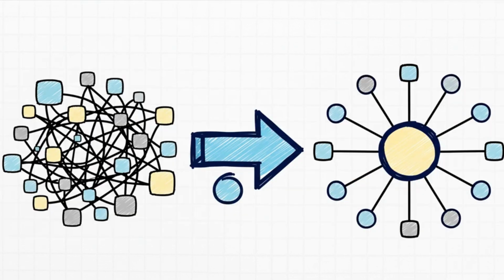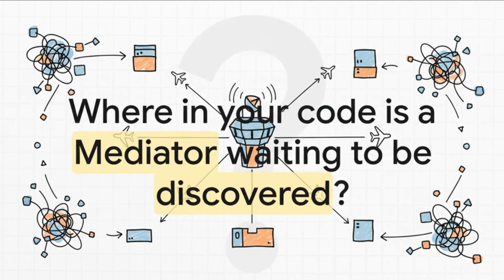Look, if you remember just one thing from all of this, let it be this right here. The mediator pattern is your go-to strategy for taking a chaotic, messy, all-to-all communication nightmare and transforming it into an elegant, manageable, and scalable hub-and-spoke architecture. It's that simple. So, I'll leave you with this question to think about.